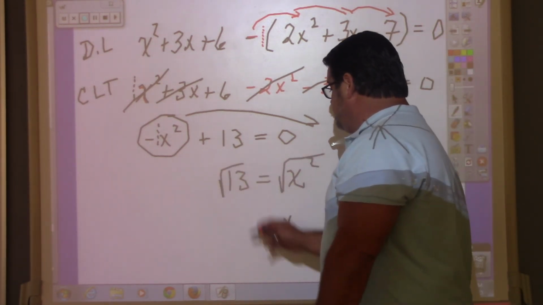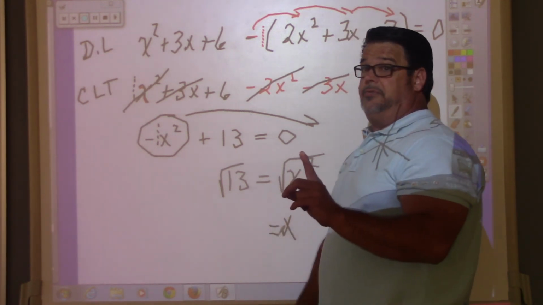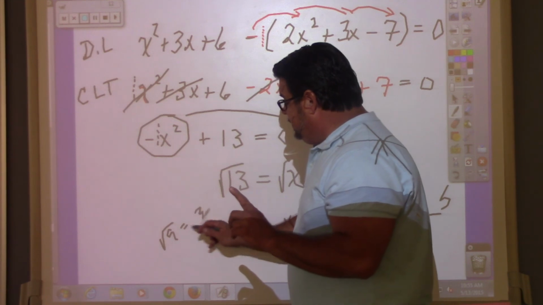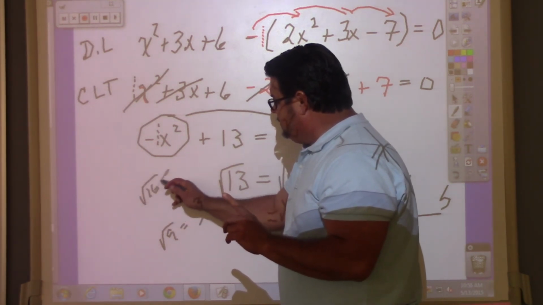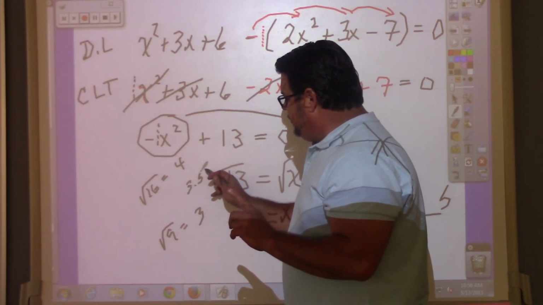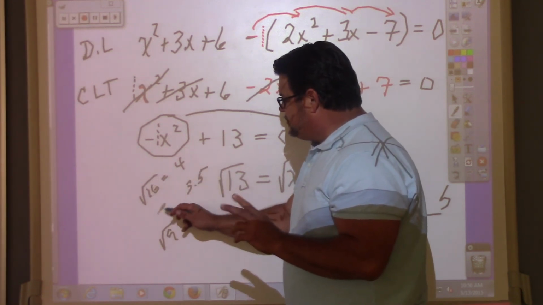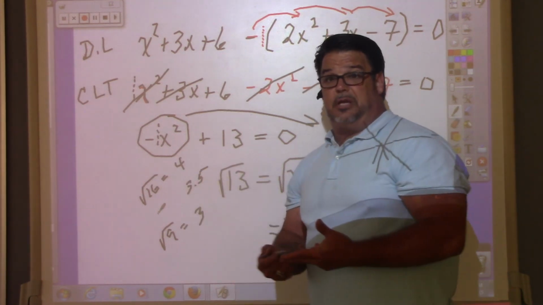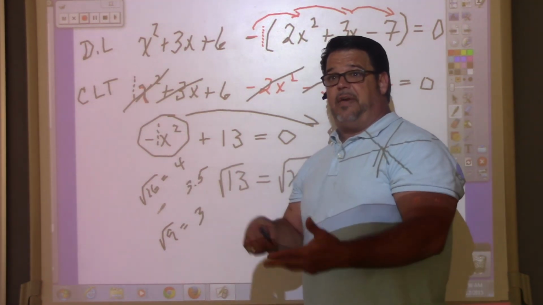And x is equal to the square root of 13. Well, let's think about this. What's the square root of 9? 3. What's the square root of 16? 4. What's between 3 and 4? 3.5. So all you got to figure is this, and you'll have the square root for that, and then just keep going half and half and half. It's called interpolation. It's where you take half of half of half of half until you get the number you want.